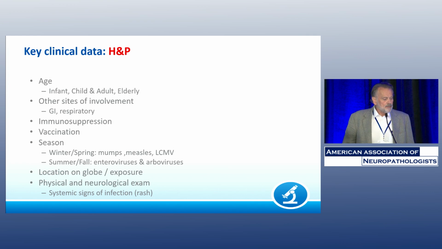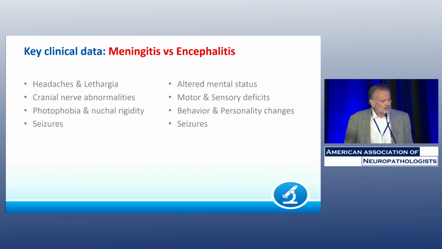Physical and neurological exam is going to be important. If there's a rash, obviously, that suggests some sort of viremia. But if there's a focality to the exam, that can also be helpful in honing down the differential. So all of this history and physical is crucial early on in getting a handle on what type of virus might be involved in the pathogenesis.